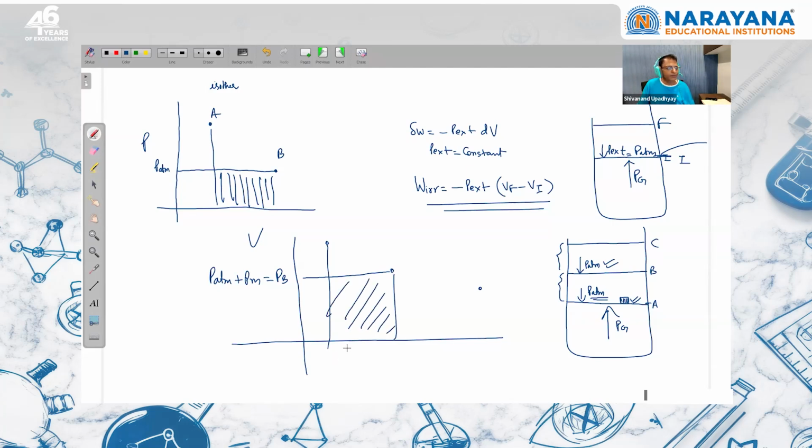This will be the work done. And when we move from here to here, we again say that the external pressure is constant, and here PC is equal to the pressure due to atmosphere. And from here to here, this is A, this is B, and now this is C. From B to C this is the volume change. So this shaded area is equal to the work done.